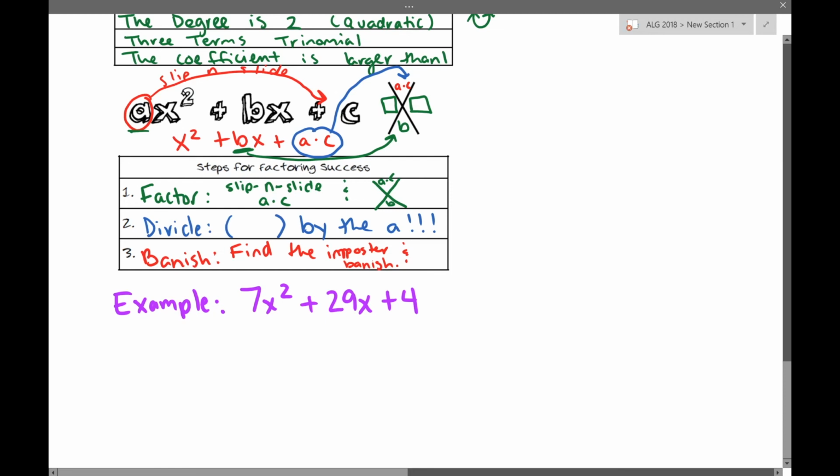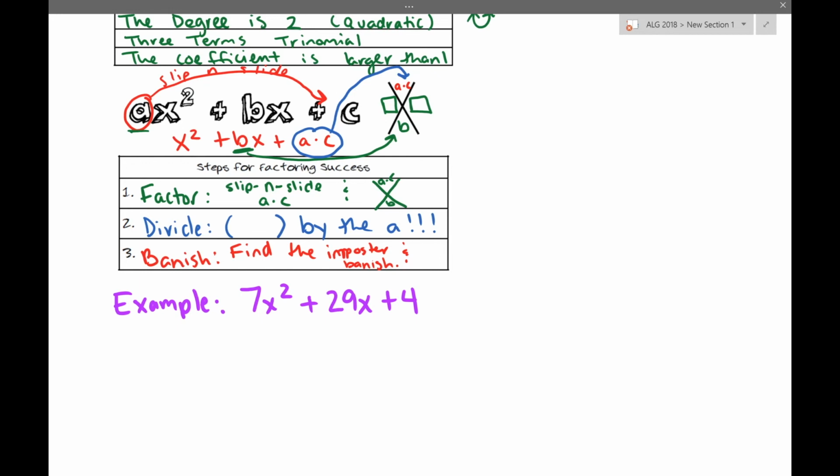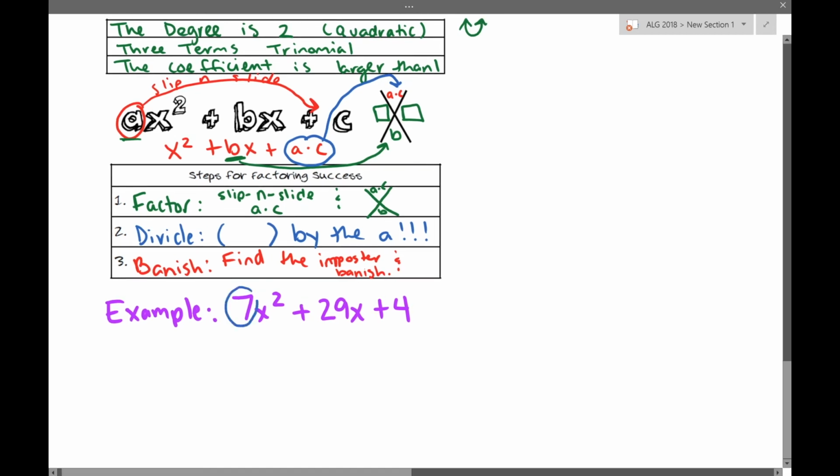Okay, so step 1 says to slip and slide, which just means A times C. So slip and slide, so I'm going to take my A and I'm going to slip and slide that to the 4. Okay, so basically what that means is it's going to be x squared plus 29x, and then 7 times 4, which is now 28. Okay, so that's step 1, factor.